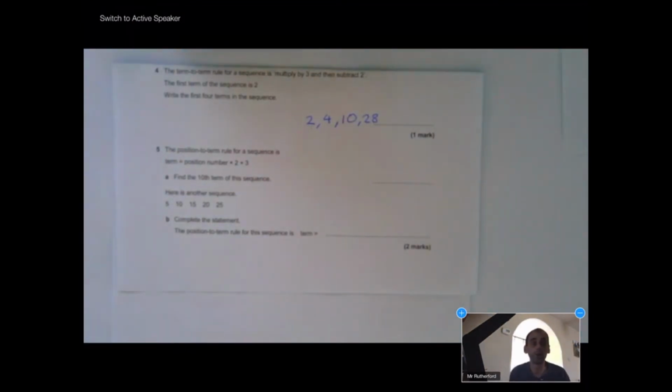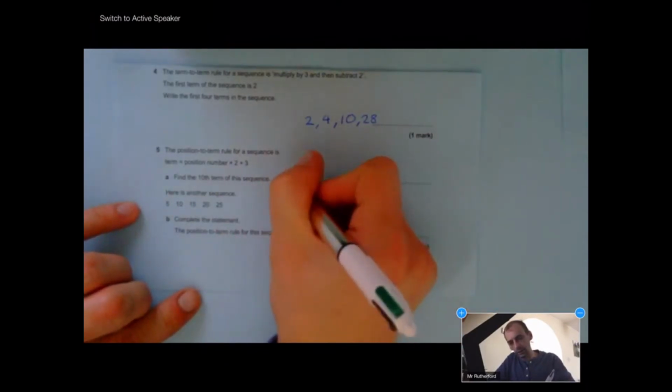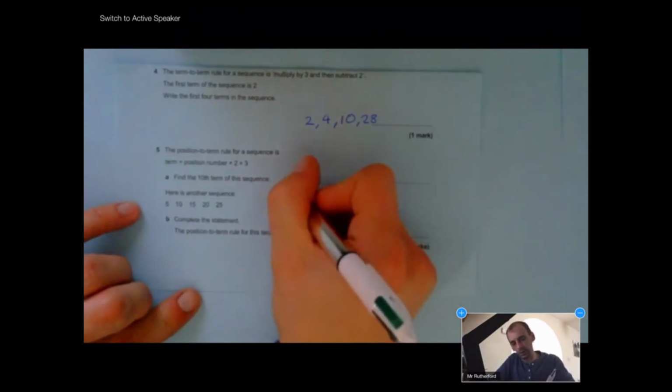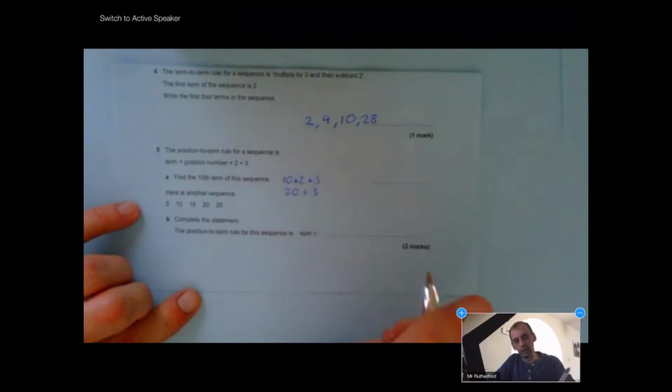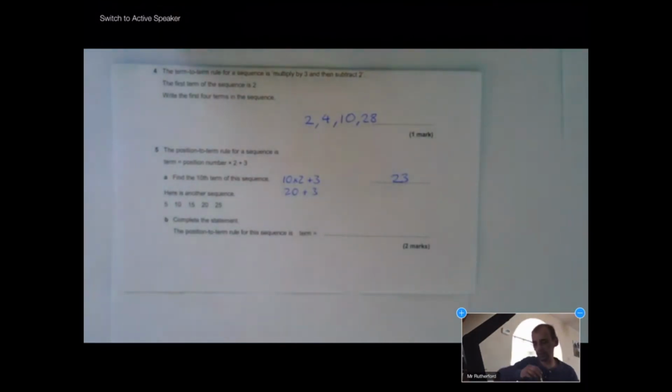Now, question 5, it starts to talk about position to term rule. That's what you do with the position number to get to the term in the sequence. So the first term in the sequence has position number 1. So the position to term rule for a sequence is position number times 2 plus 3. Find the 10th term of this sequence. So the position number is 10. So 10 times 2 is 20. Add 3. So you've got 20, add 3, which is 23. Well done if you got that one correct.